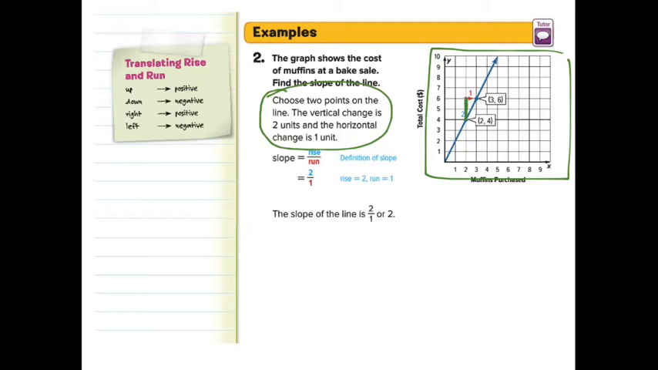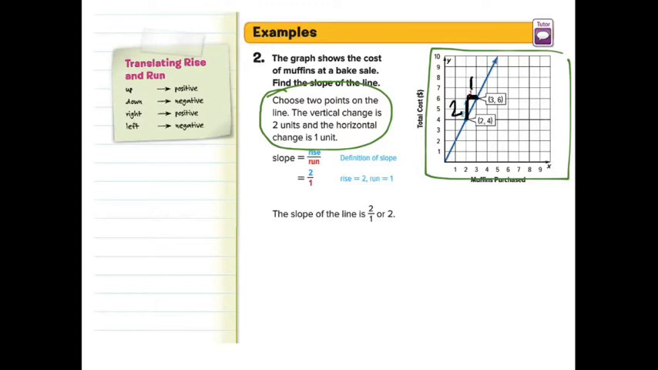Our rise here is 2. Okay, when you are counting your rise, you move like a game board. You don't count where you start from. You count your first jump. 1, 2. Okay? And you can write that. What ends up happening is you end up creating kind of a triangle. Okay, so my rise is 2.